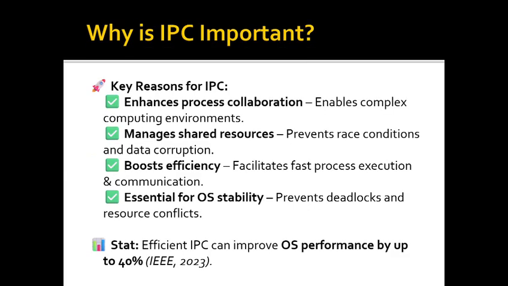Why is IPC important? The key reasons for IPC are process collaboration, managing shared resources, and boosting efficiency, essential for OS stability. Process collaboration enables a complex computing environment. Managing shared resources prevents race conditions and data corruption. Boosting efficiency facilitates fast process execution and communication. Essential for OS stability, it prevents deadlocks and resource conflicts.